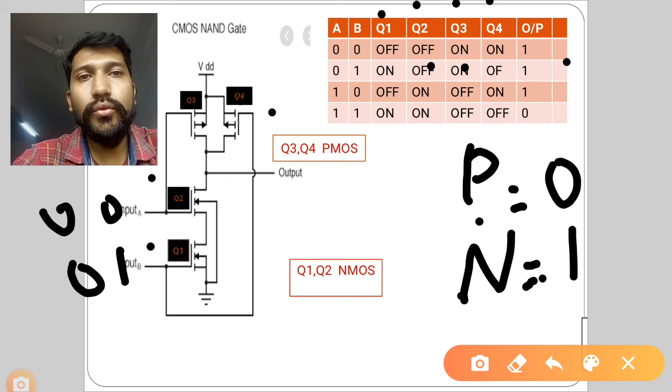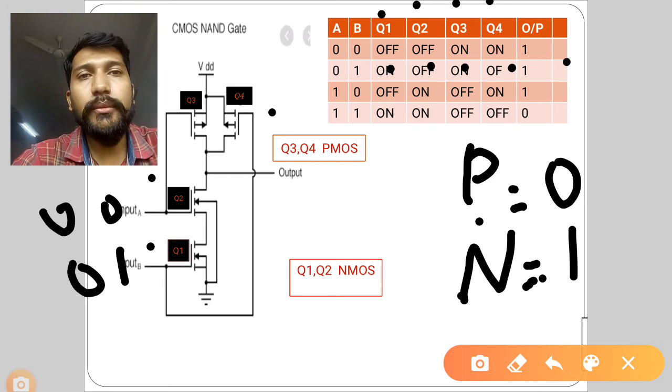Next, the other input is 1, and Q1 is an NMOS, so Q1 will become on. Q1 goes to Q4, which is a PMOS, but it is getting 1, so it will become off. So the output will be 1. Why will the output be 1? Because it is a CMOS NAND gate. In a CMOS NAND gate, when both the inputs are high, the output is low.